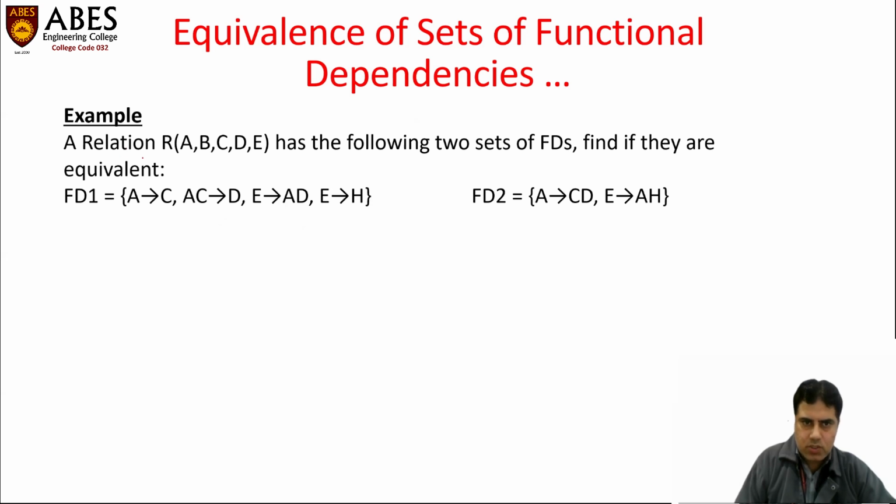Example: a relation R with attributes A, B, C, D, E has the following two FD sets. Find whether they are equivalent or not. FD1: A determines C, AC determines D, E determines AD, and E determines H. FD2 has A determines CD and E determines AH.